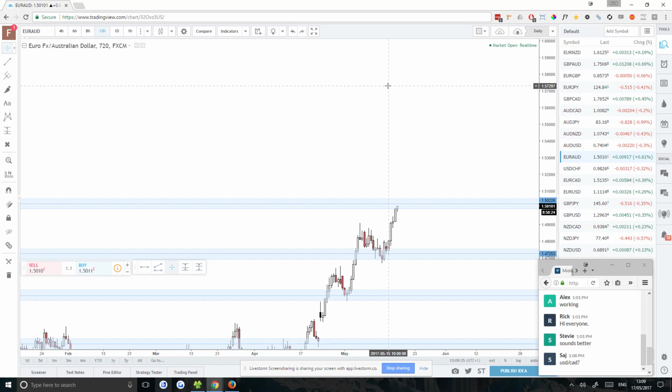So we should just wait it out. Just see what happens. Just keep a close eye on this. This does have potential. Euro New Zealand and Euro AUD right now have potential. So let's keep a very close eye on these.